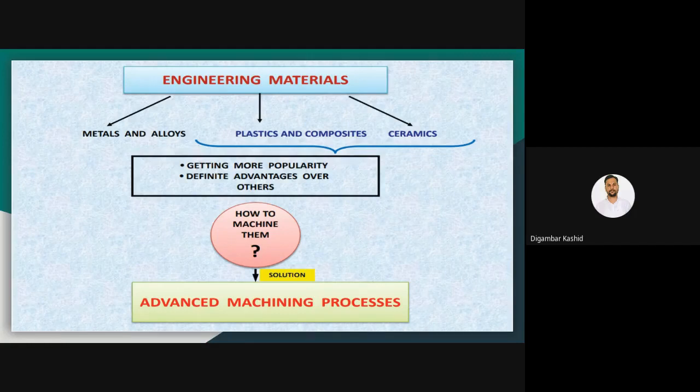If you take, especially, the example of metals and alloys. Now, another question is how to machine these metals. We got the answer that in industry nowadays we are using plastic, composite, ceramic, and metal. But another question arises: how to machine these metals? Okay, it's a common question.